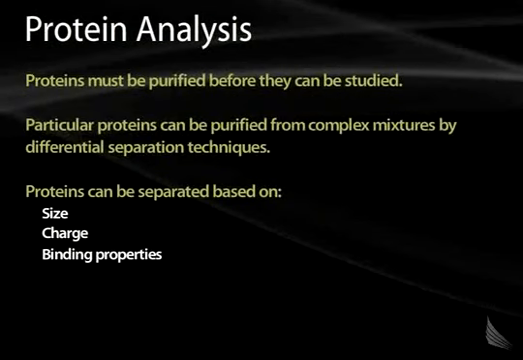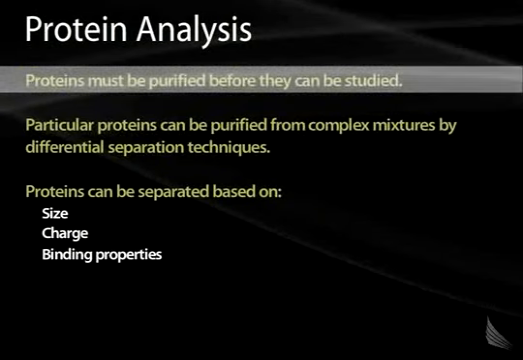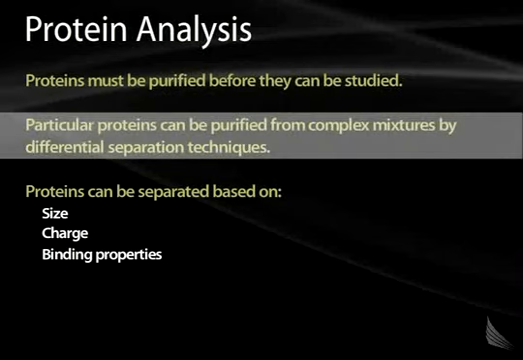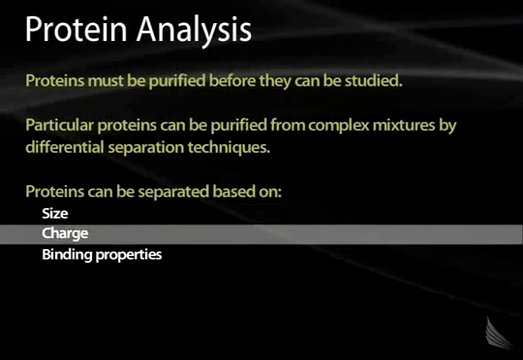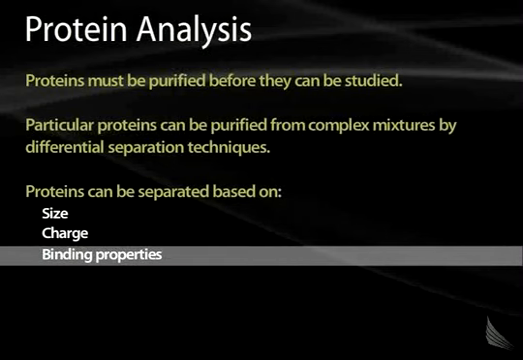First of all, let's talk about protein analysis. In order to study proteins, you have to be able to take a tissue sample or something that has a lot of different proteins in it and separate those proteins one from another. You can separate proteins from complex mixtures using what we call differential separation techniques. These are techniques which separate proteins based on their physical properties, based on things like size or charge or their ability to bind some other substance.